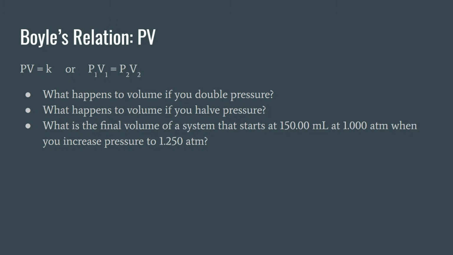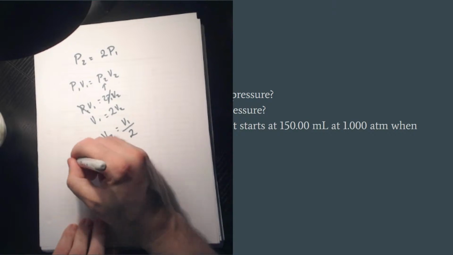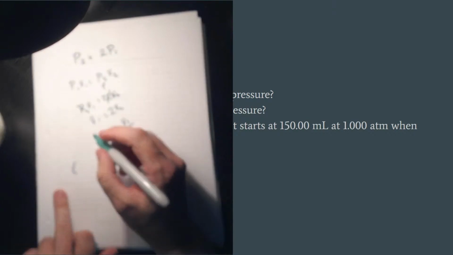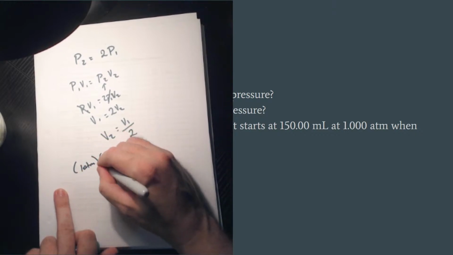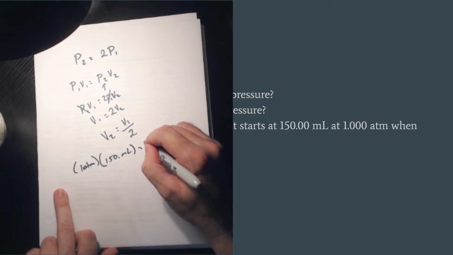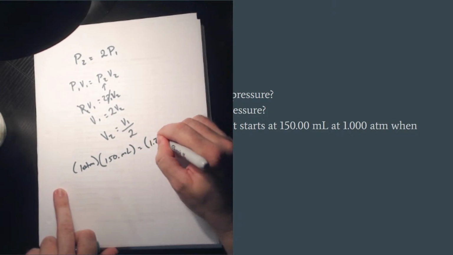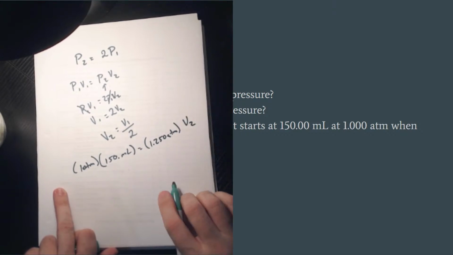Now, what if you have a system that starts at 150 milliliters at 1 atmosphere, and you increase the pressure to 1.250 atmospheres? Well, that's a little bit less obvious, but once again, we just plug the numbers in. So P1 was 1 atmosphere. V1 was 150 milliliters. P2 is 1.250 atmospheres. And then we're looking for volume 2.